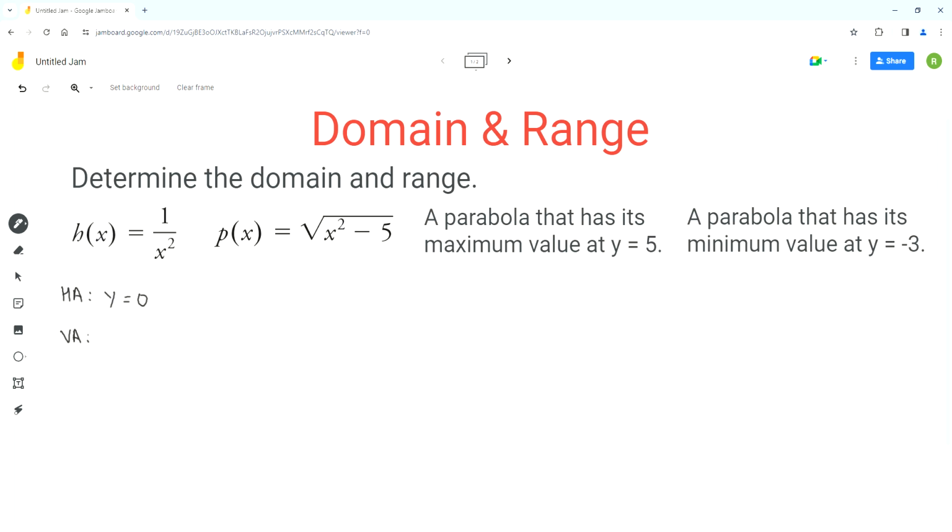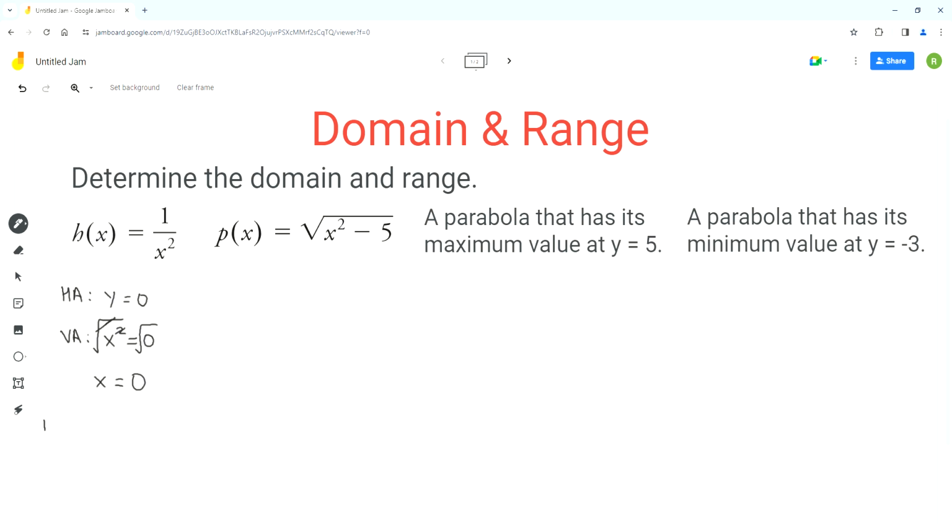Now the vertical asymptote exists at x values where the denominator becomes equal to 0. So in this rational function, the denominator is x squared. So we set the denominator equal to 0 and solve for x. For that, we apply the square root to both sides. So the square and the square root on the left side cancel each other out, and we get x equals square root of 0, which is equal to 0. So this is the vertical asymptote in this rational function.